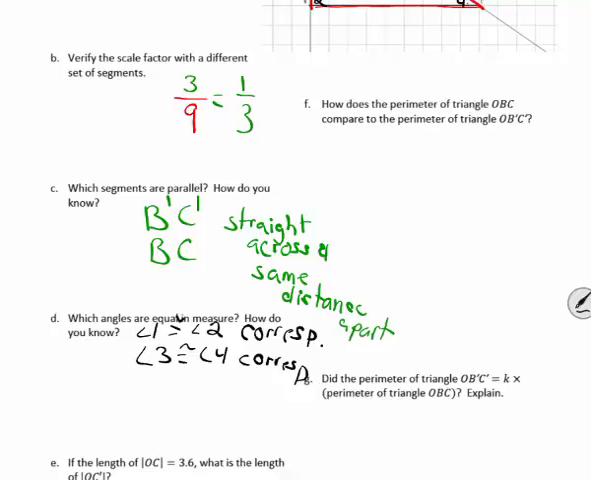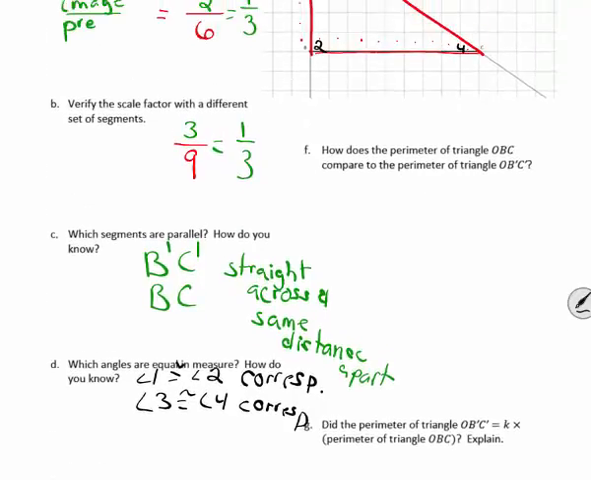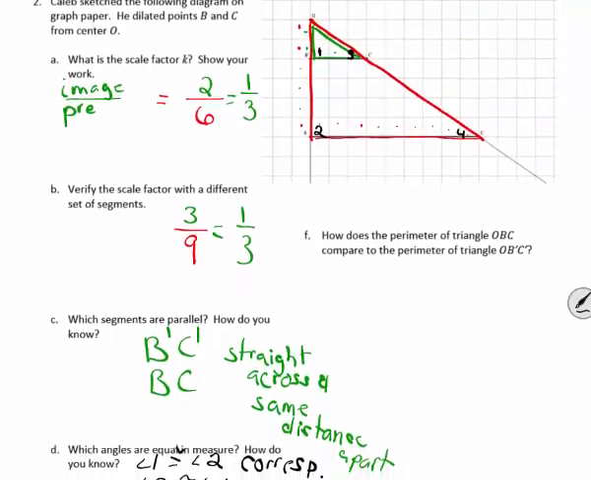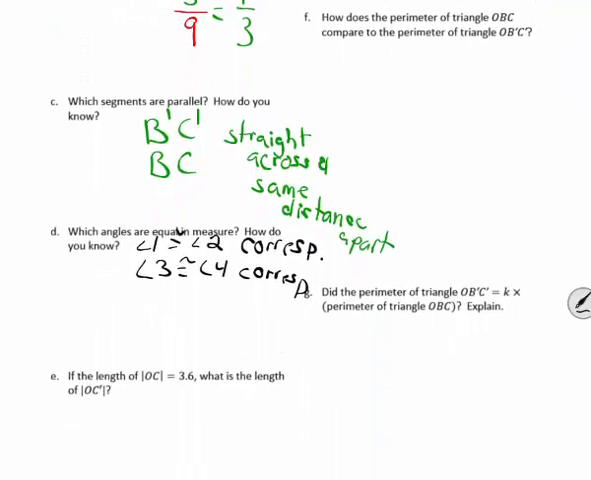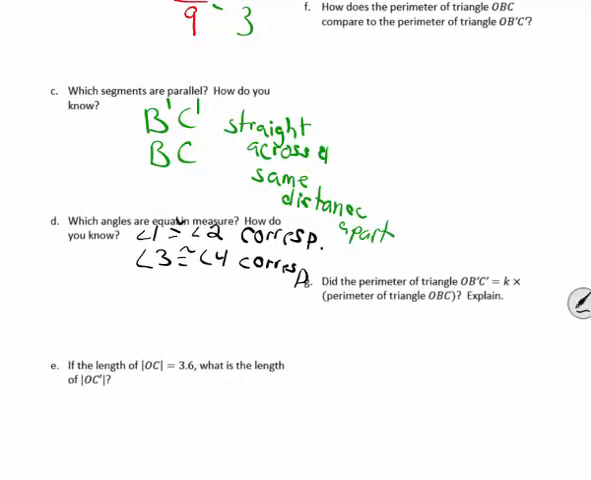If the length of OC, so OC is our diagonal line there, is 3.6, what is the length of OC prime? Well, this is my pre-image, and I have to multiply by the scale factor, which we figured out before was 1/3. So that should give us 1.2, oh, it doesn't use units, sorry. So 1.2.